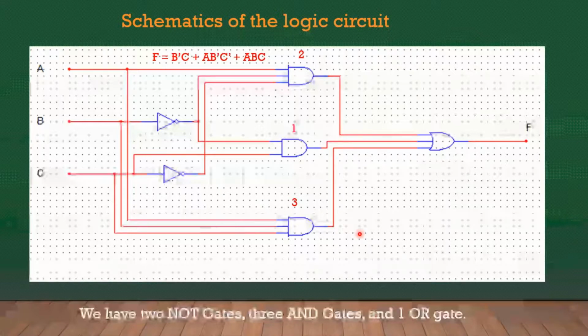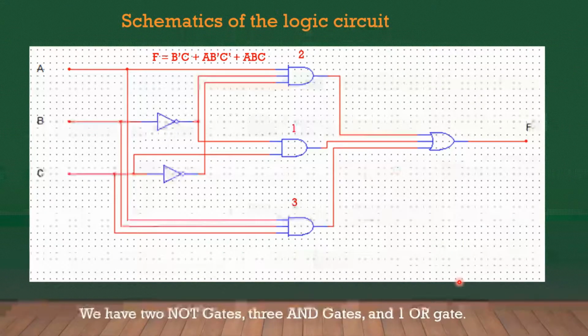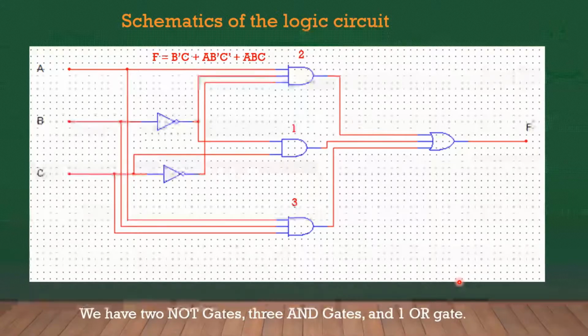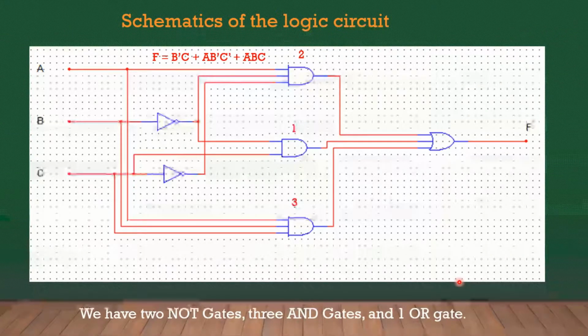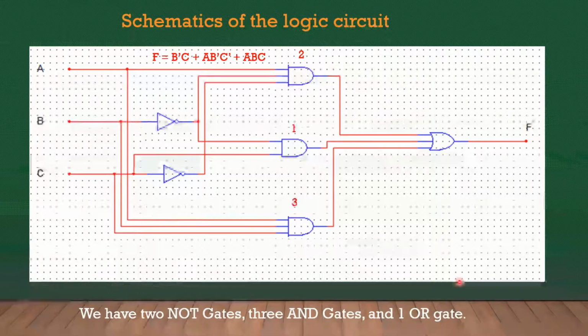When we see the statistics for this, to compare with the one we did before, this has 2 NOT gates, 3 AND gates, and 1 OR gate. Totally we have 6 gates. But before, remember that we had 8 gates. So we decreased by 2 gates, so we are successful. We can conclude that simplification is a very good thing, so that we can decrease the number of gates.